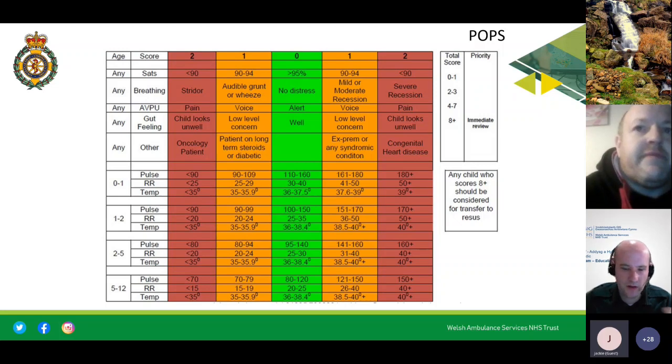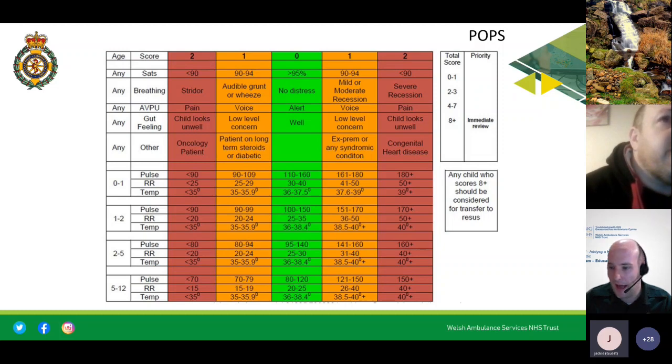So that's POPS. Have a look at it. It is a useful scoring matrix for you, and there is an app available for it as well. You can download your NEWS and your POPS, and it will be available on your ePCR. Can we use the temp of the parent? Yes, you can. If the parent can take a temp, then yeah. It's just protocols at the moment that we can't allow you to do it, but it will happen.